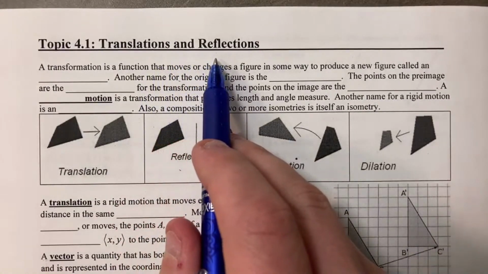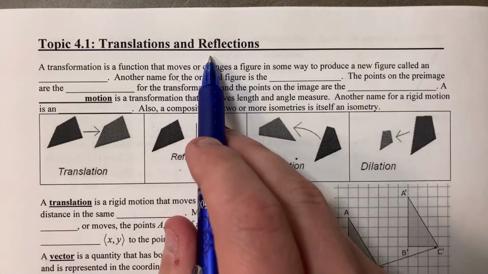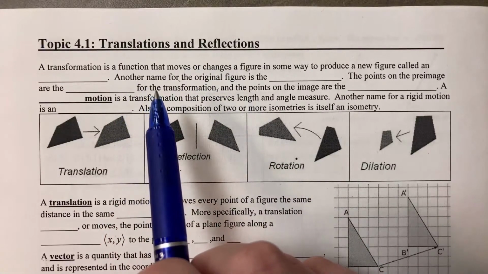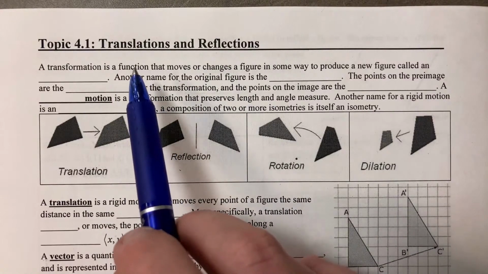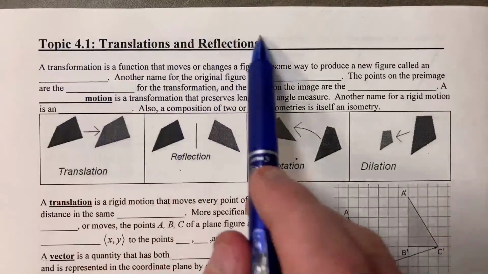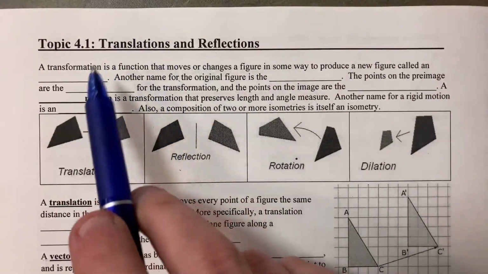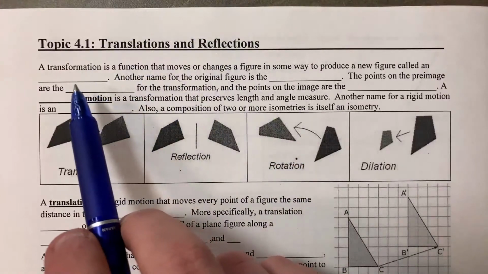Translations and reflections is a kind of a weird thing in geometry. And believe it or not, there's no proofs in this section or in this topic, actually. It's just like a nice little retreat from what we've been doing. So here we go. It's a breath of fresh air for some of you.